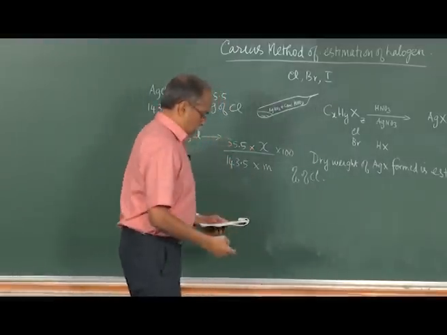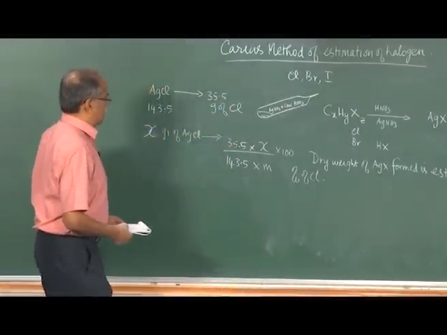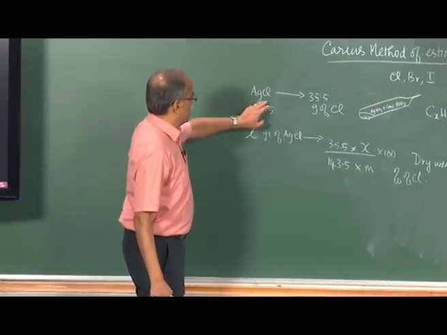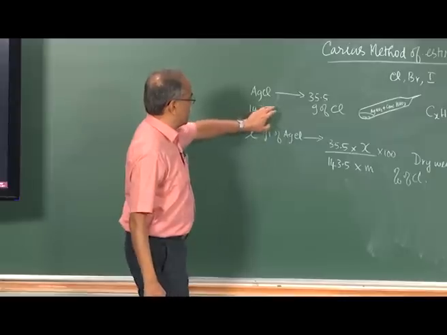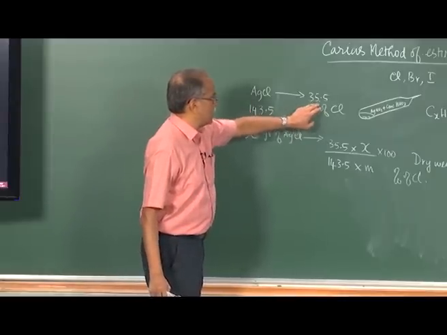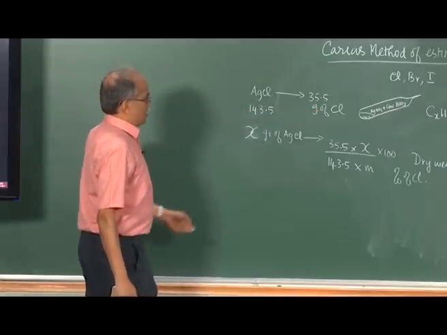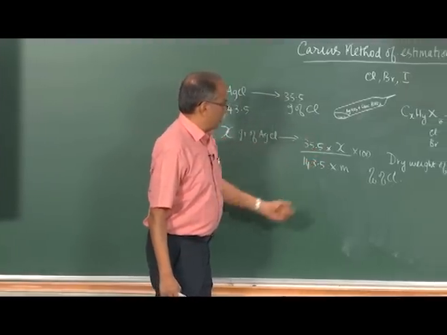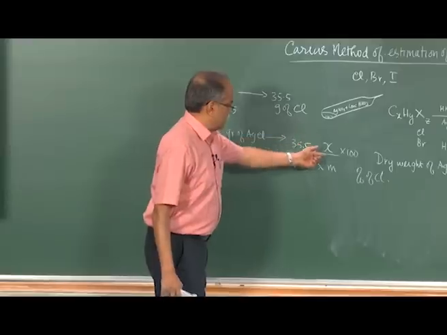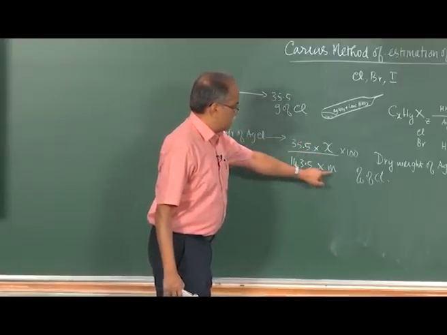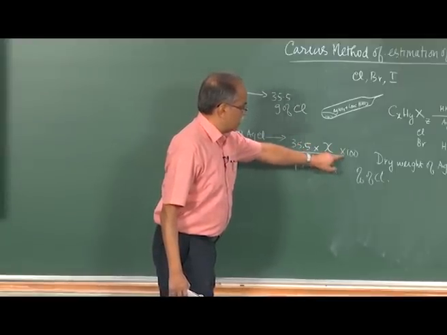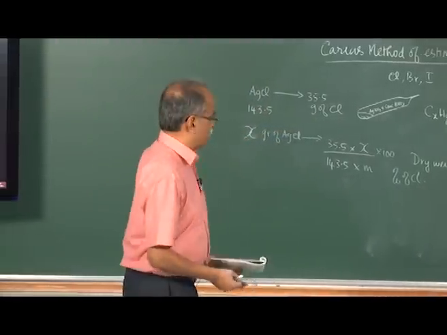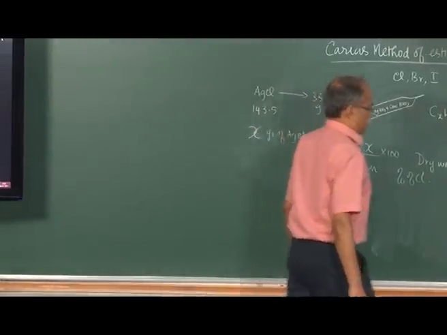So, one can do either bromine estimation or chlorine estimation. The point is 143.5 grams of silver chloride, which is 1 mole of silver chloride, contains 35.5 grams of chlorine, which is the atomic weight of chlorine. So, if you get a precipitate of x grams of silver chloride, how much amount of chlorine will be present is given by this expression. That is coming from a certain weight of the organic compound. So, for 100 grams of organic compound, how much will be the chlorine present in terms of the percentage weight of the chlorine in the organic compound.